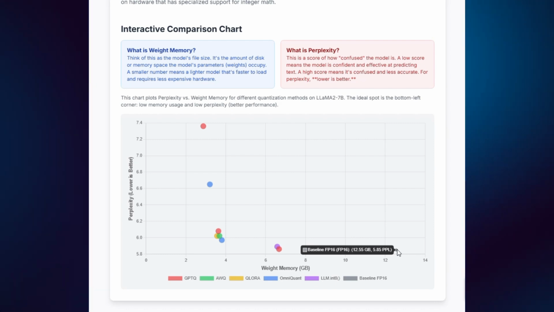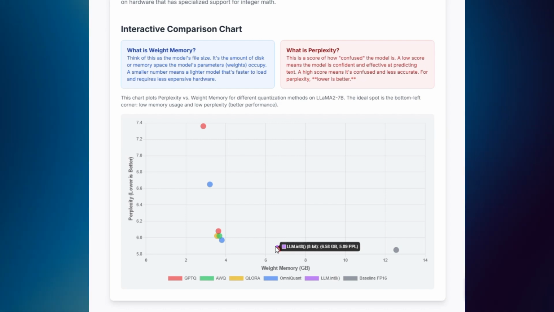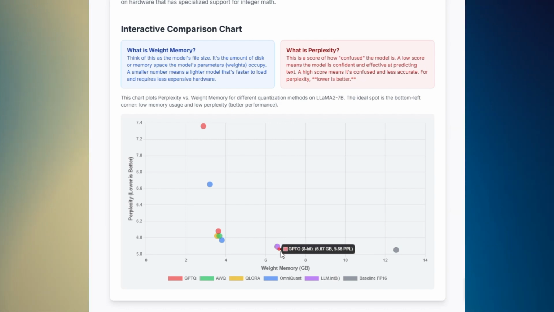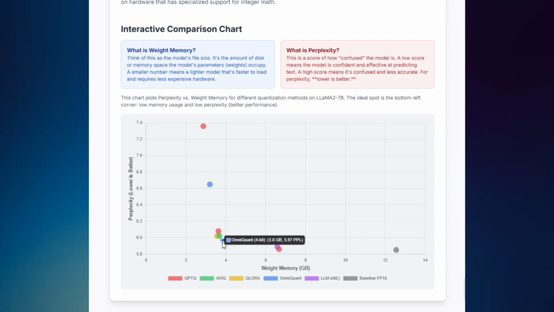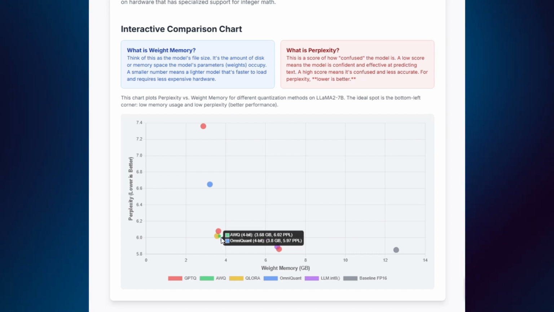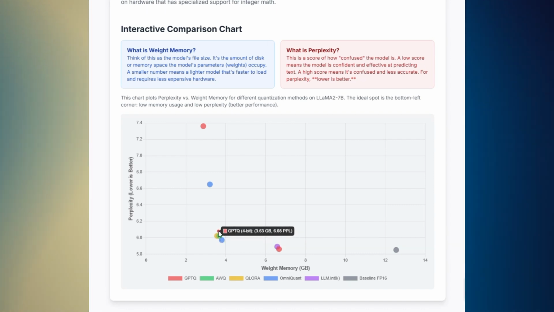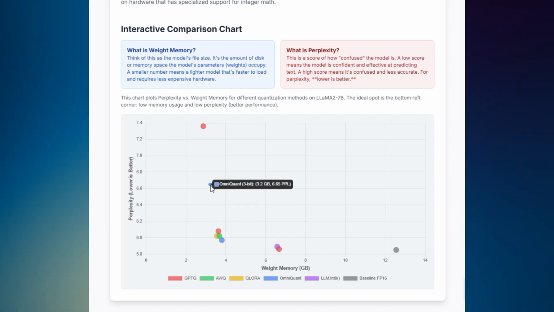Here, a perplexity score versus total model memory weight compares different quantization methods on Llama 2 with 7 billion parameters. The ideal score is the lower left, where memory and perplexity are both low. 4-bit quantization seems to be the most efficient. There is a noticeable increase in perplexity as 3-bit quantization is performed.